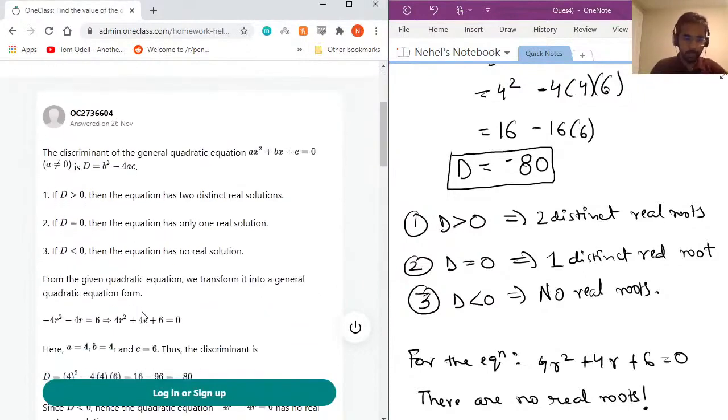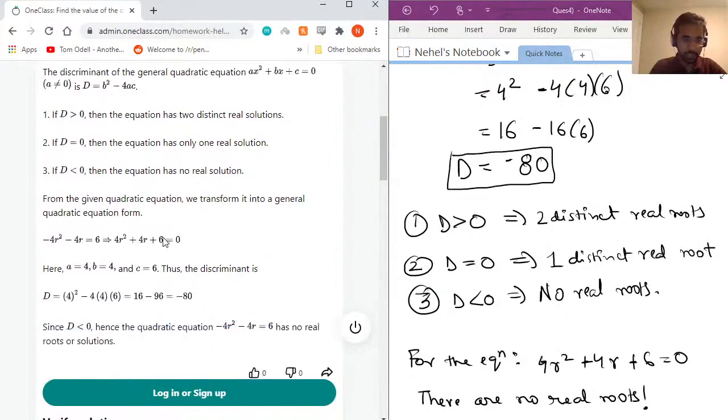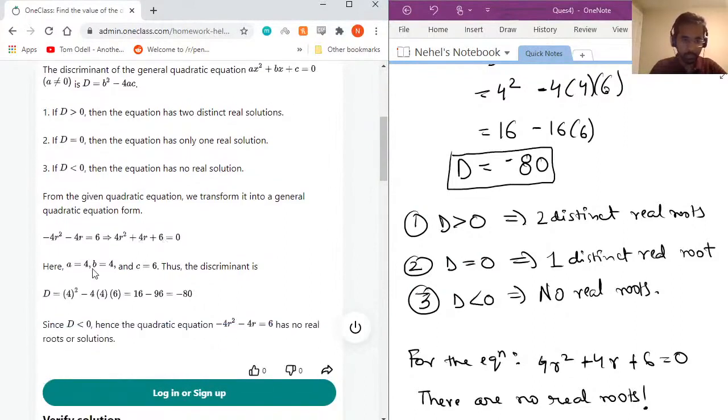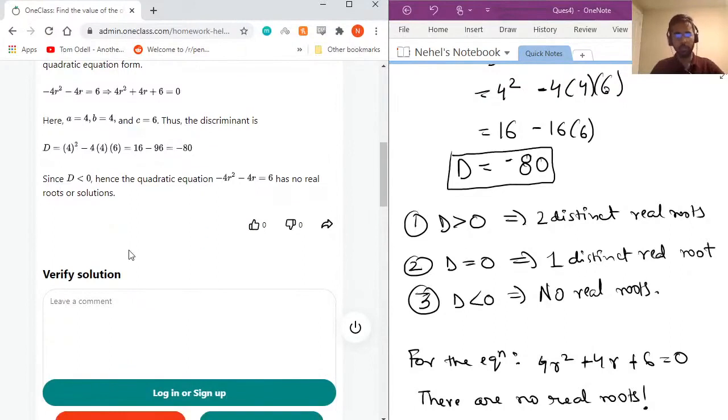Okay, so let's verify as well. These are the three cases that have been presented. For the equation, a equal to 4, b equal to 4, and c equal to 6, we get negative 80, which is less than 0. Therefore, it has no real roots or solution. So the answer in this case is correct.